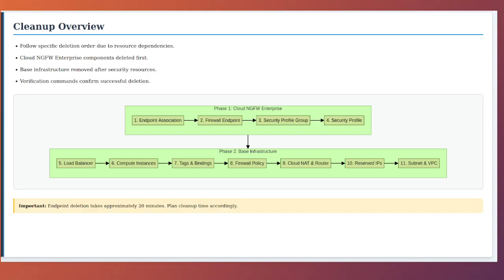infrastructure. The load balancer components come first, followed by compute instances, then tags and tag bindings, the firewall policy and its association, Cloud NAT and Cloud Router, reserved IP addresses, and finally the subnet and VPC network.